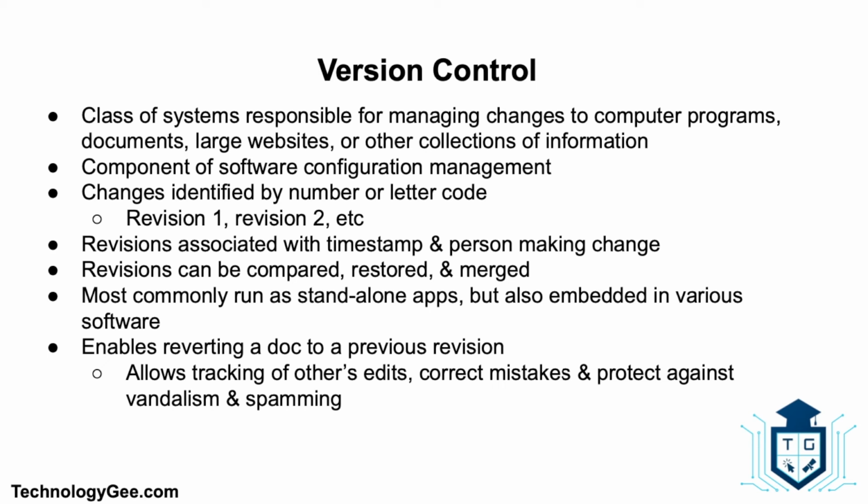Revisions can be compared, restored, and with some types of files merged. Version control systems are most commonly run as standalone applications, but revision control is also embedded in various types of software such as word processors and spreadsheets, collaborative web documents, and content management systems. Revision control enables reverting a document to a previous revision, which is critical for allowing editors to track each other's edits, correct mistakes, and defend against vandalism and spamming.